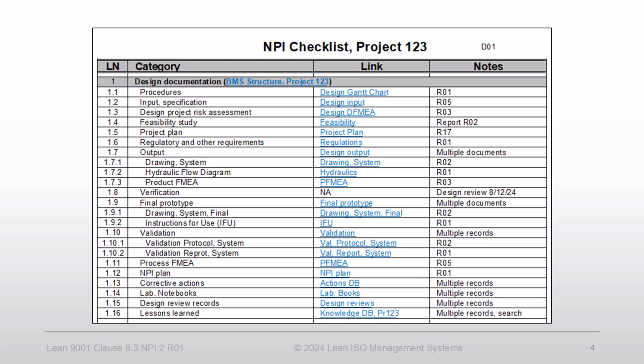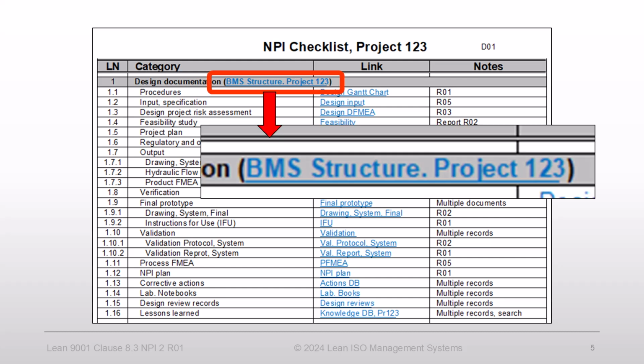Before we start, let's talk for a minute about the table. The first thing you see under the title is a reference to the BMS structure, Project 123. BMS, or Business Management Structure, is a folder on our server or the cloud where we maintain all our QMS and business documentation. You may also find a copy of this template on our website if you are interested.